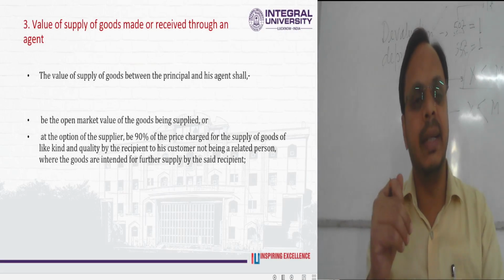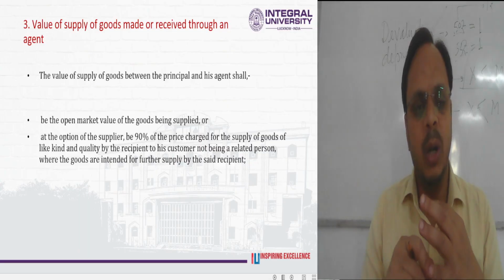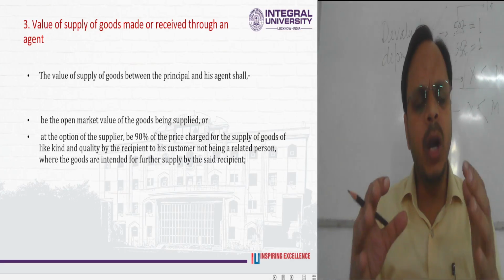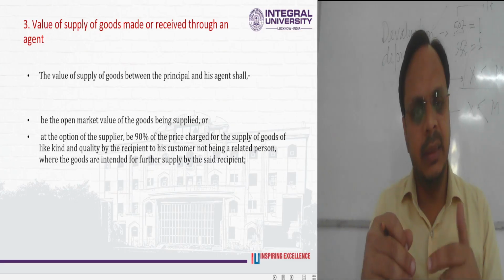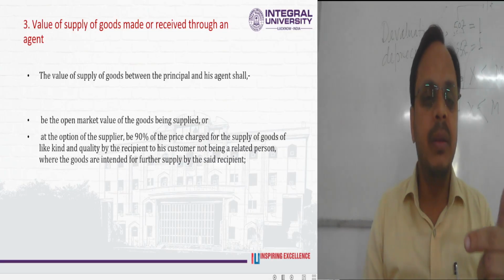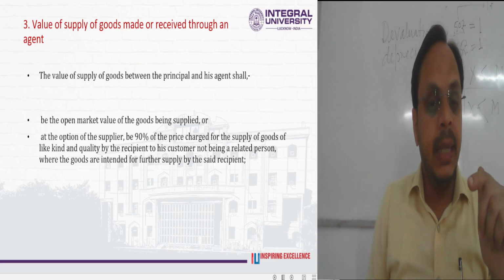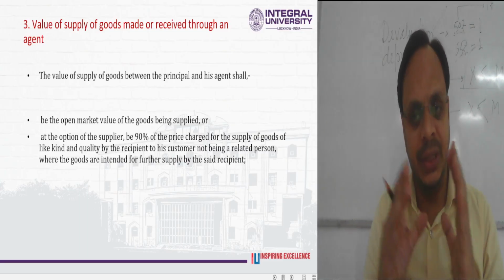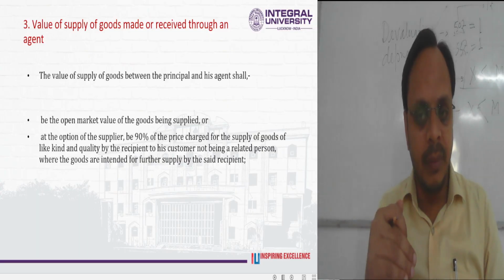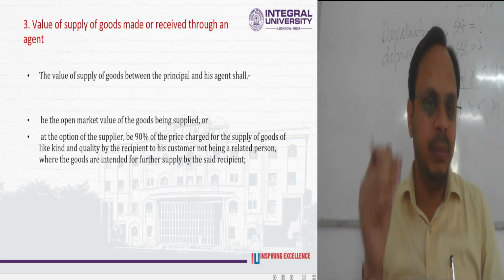Now the third rule concerns the value of the supply of goods made or received through an agent. Nowadays, in practical life, a number of goods and services are supplied not by the company but through an agent. In this case, the value of the supply of goods between principal and his agent shall be the open market value of that goods being supplied, or, at the option of the supplier, 90% of the price charged for the supply of goods of like kind and quality by the recipient to his customer, not being a related person, where the goods are intended for further supply by the said recipient.